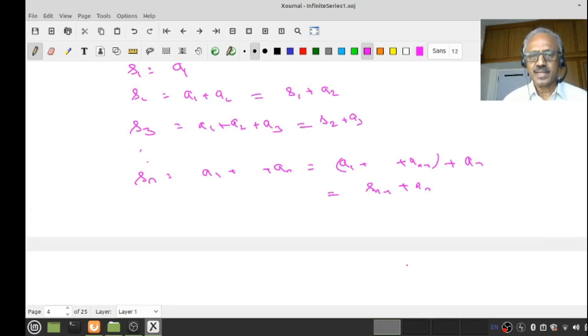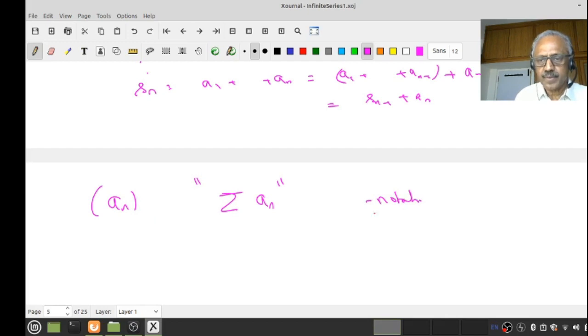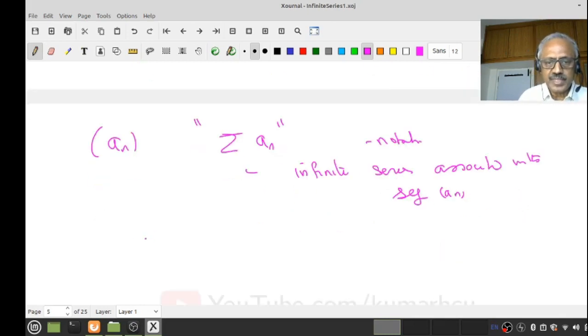You understand that? Now, you are given a sequence of real numbers, a_n. What is this summation? It is just a notation; this has no meaning by itself. I call it the infinite series associated with the sequence a_n. The infinite series is different from the sequence. Then we get another sequence, S_n. How do I define S_n?